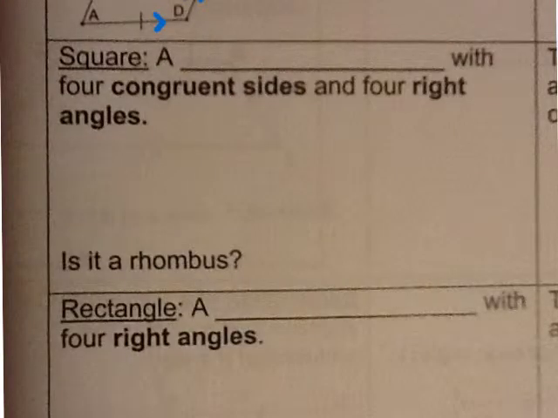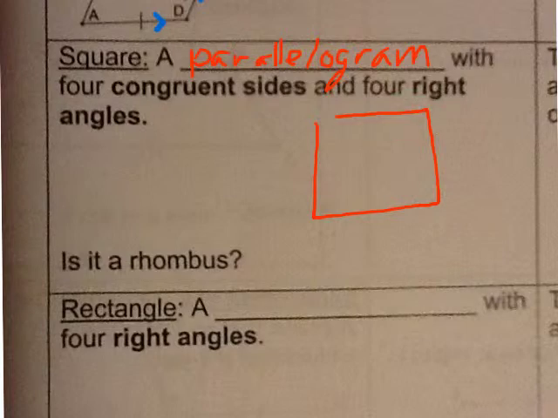A square is a special type of parallelogram. It's a parallelogram that has four congruent sides, and it also has to have four right angles. So if we were to draw this, you guys have all seen a square before. In fact, we don't need to put the parallel symbols in, because if it's got four right angles, then we know that we have a parallelogram.